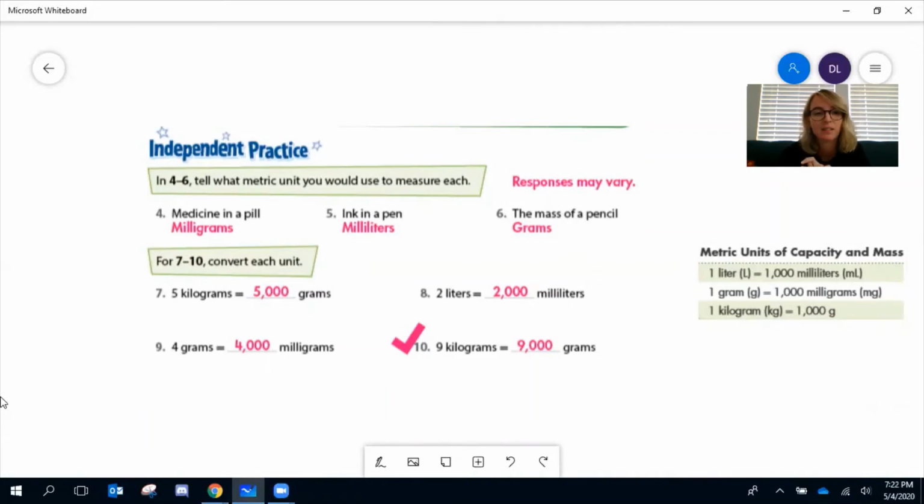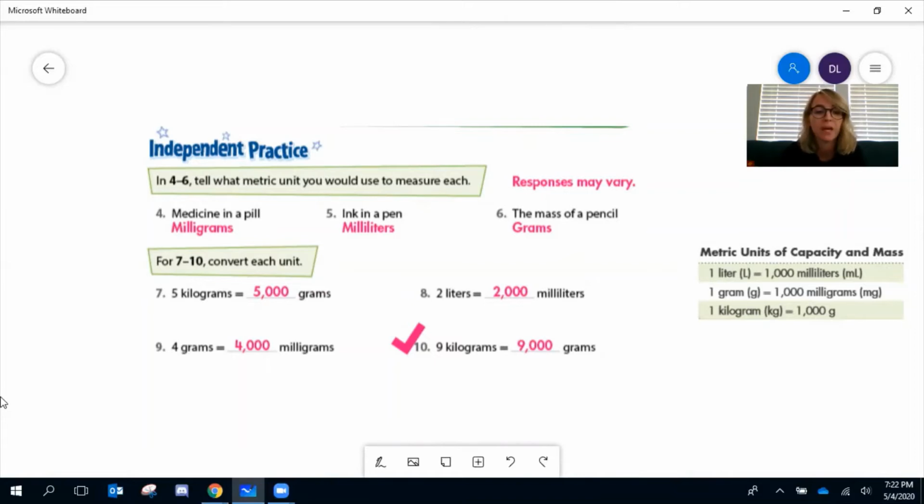Number 7 asks us to convert 5 kilograms to grams. We know that there are 1,000 grams in a kilogram, so we need to multiply our 5 by 1,000, and we get 5,000 grams. Number 8, 2 liters is equivalent to how many milliliters? We know that there are 1,000 milliliters in a liter, so 2 times 1,000 equals 2,000 milliliters.